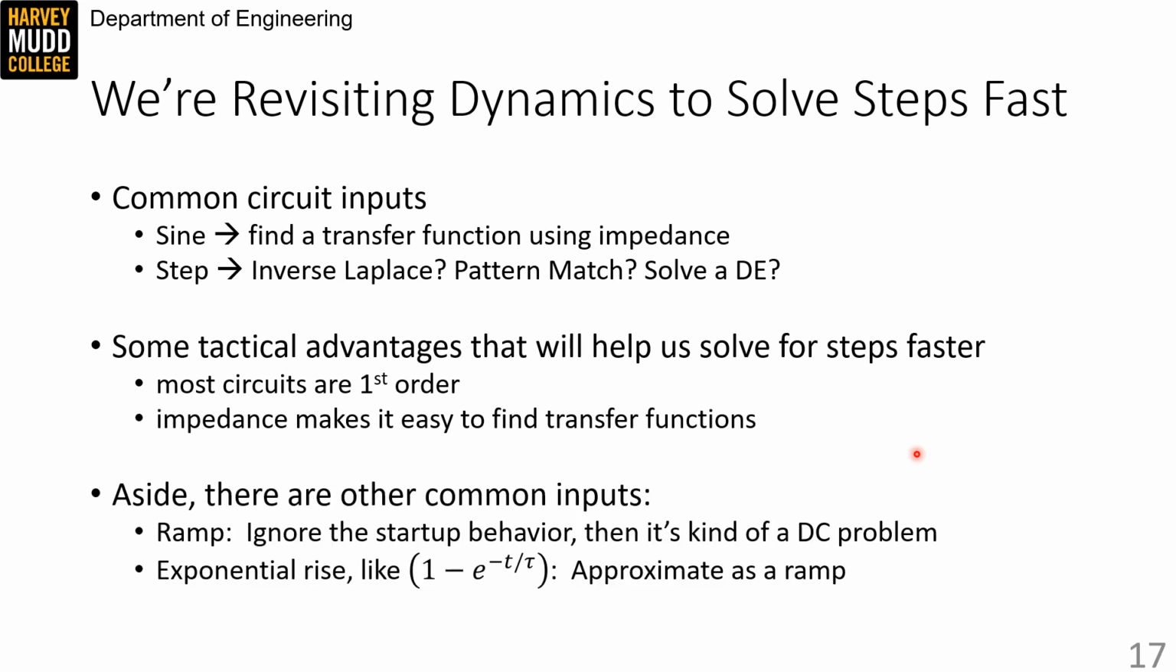We'll start doing that in just a second, but there are a few other circuit inputs that I want to mention first. Ramp inputs kind of look like DC problems because all of the slopes are constant forever. So we tend to ignore the startup behavior where they might have some dynamics to them and then treat them as sort of pseudo-DC. An exponential rises or falls, like 1 minus e to the minus t over tau, are common inputs to a circuit because resistors and capacitors are everywhere, and we tend to just approximate those as ramps.